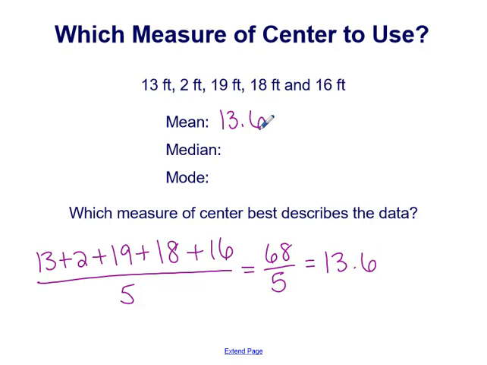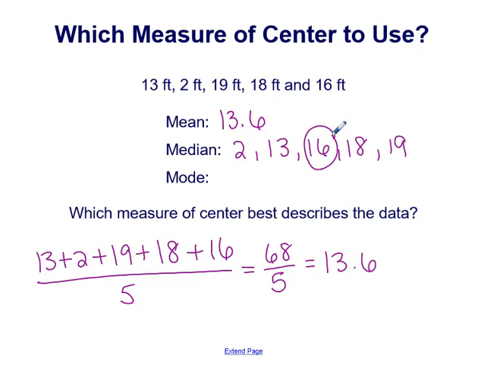Then the median is going to be the middle data value when the values are written in numerical order. So let's first write these in numerical order. We have 2, 13, 16, 18, and 19. Since there are 5 data points, we do have a middle number. We can see 16 has 2 values before it and 2 values after, so 16 is our median.